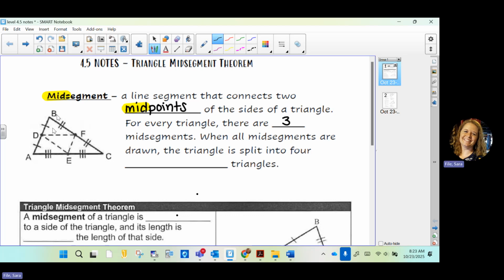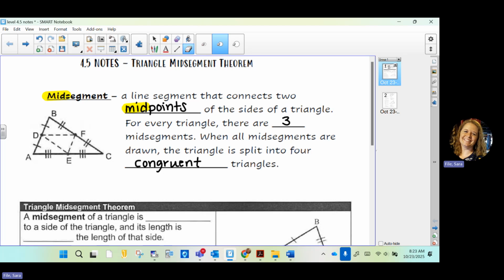4. Okay, there's 1, 2, 3, 4 smaller ones. And those 4 smaller ones that are created when we draw all 3 mid-segments, those are all congruent. They're all the same size triangle.